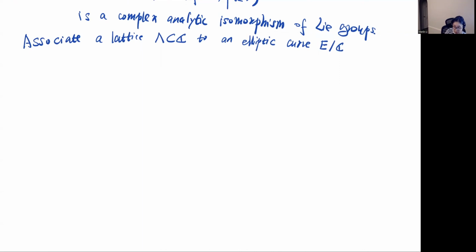Okay, so how do we do this? Think about it: what is a lattice? A lattice, as we said, is nothing but a free rank 2 Z-module in C generated by linearly independent elements. A lattice is literally given by something like ω1 Z plus ω2 Z, where ω1, ω2 are two complex numbers which are linearly independent.